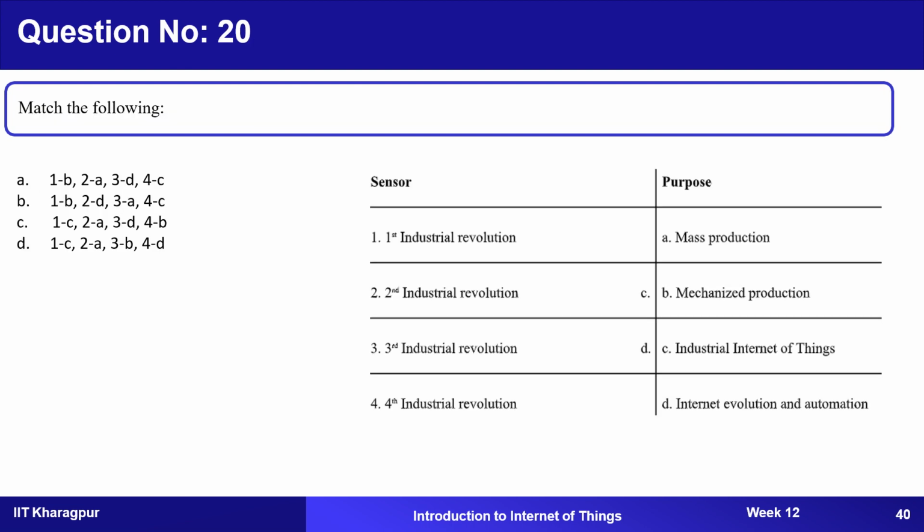Next question is, match the following. On this side various industrial revolutions are given, and on the other side the purposes of these are given. So you have to match. Tell me the correct option for this. I think we have also discussed this question in class, right?